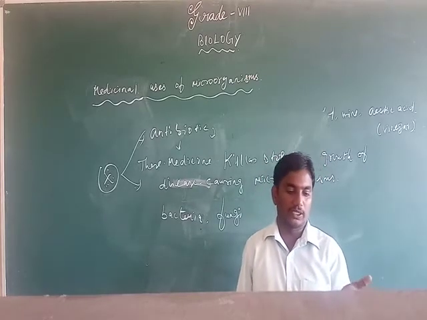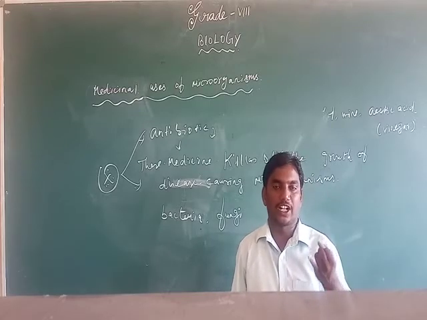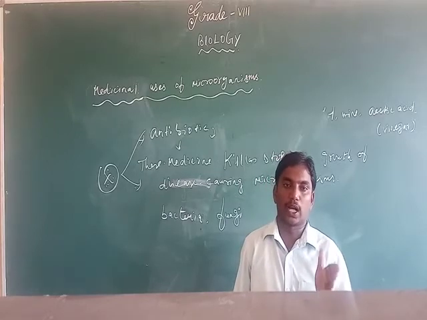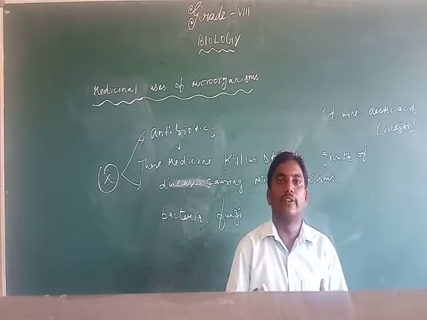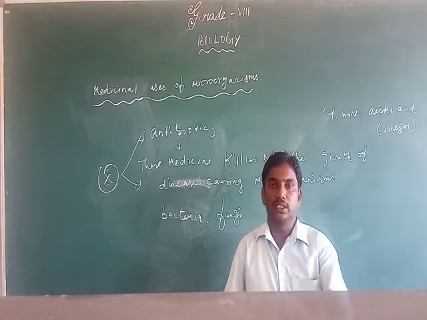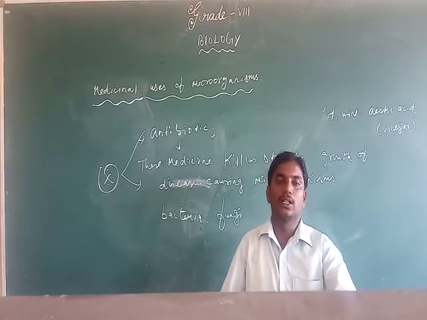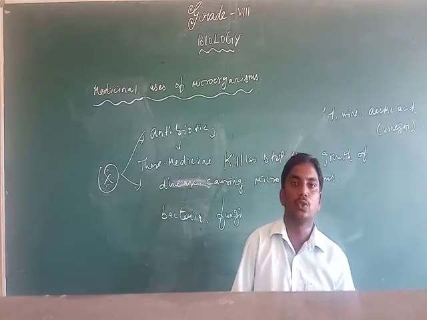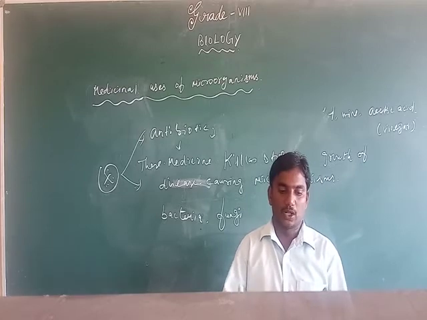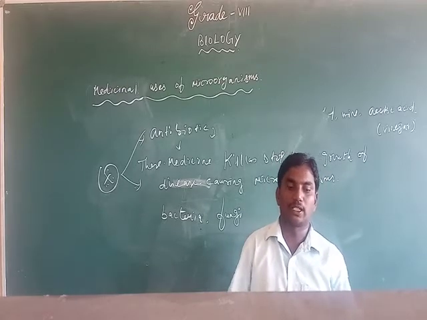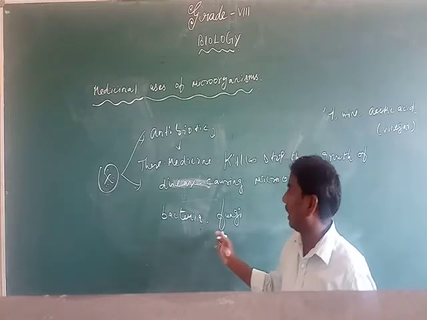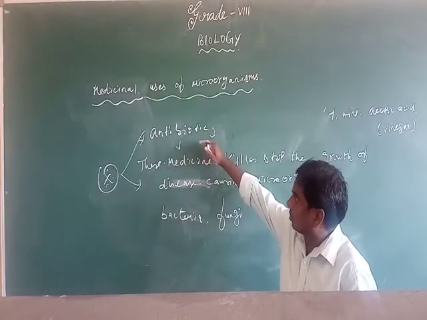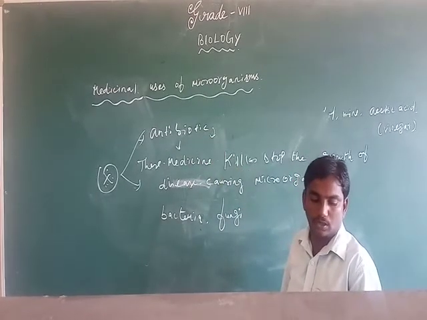Some of the bacterial medicines are streptomycin, tetracycline and erythromycin, commonly known as the antibiotics which are made from fungi and bacteria. So these are the antibiotic names: streptomycin, tetracycline and erythromycin. These medicines are commercially known as antibiotics, which are made from bacteria and fungi.